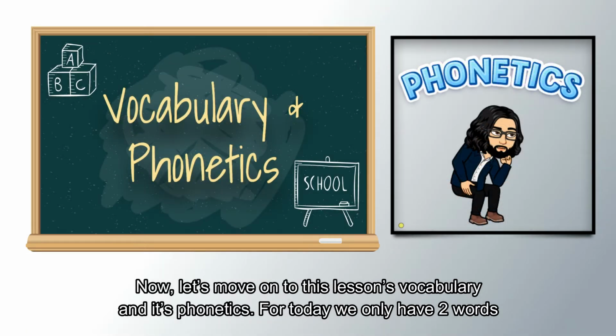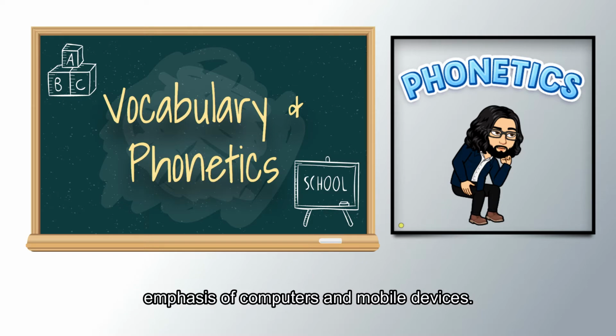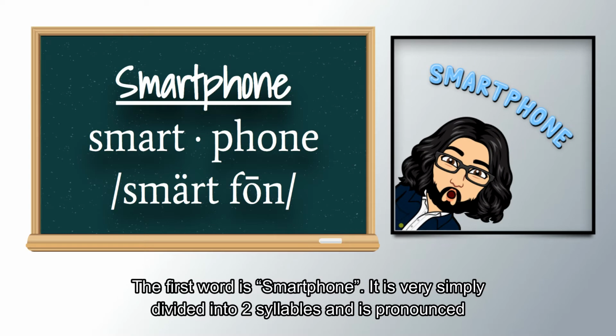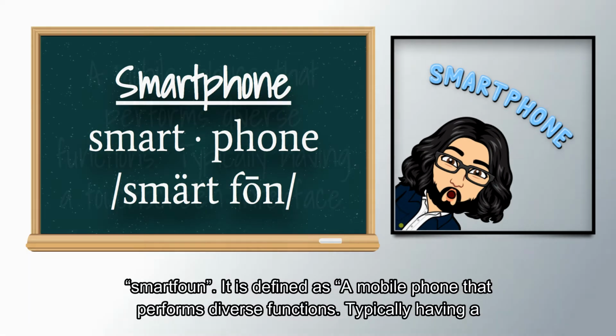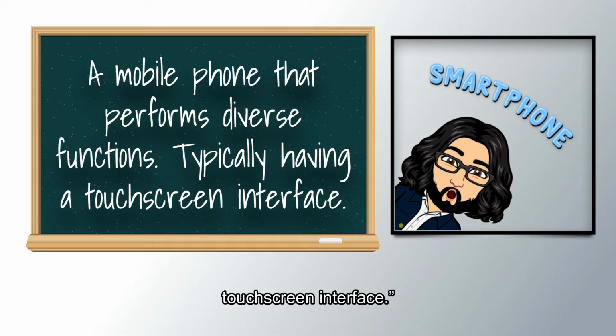Now, let's move on to this lesson's vocabulary and its phonetics. For today, we only have 2 words to learn as for vocabulary, but they are very important when talking about science and technology in the emphasis of computers and mobile devices. The first word is smartphone. It is very simply divided into 2 syllables and is pronounced smartphone. It is defined as a mobile phone that performs diverse functions, typically having a touchscreen interface.